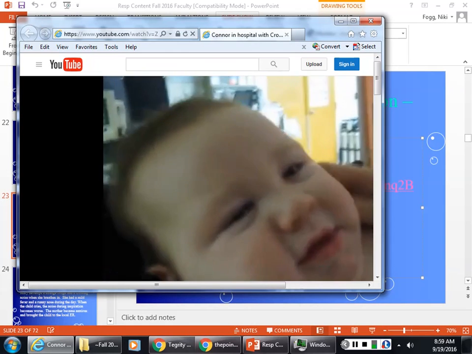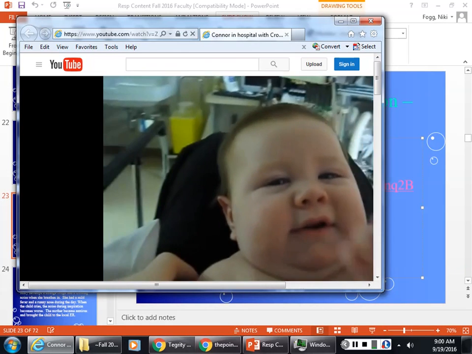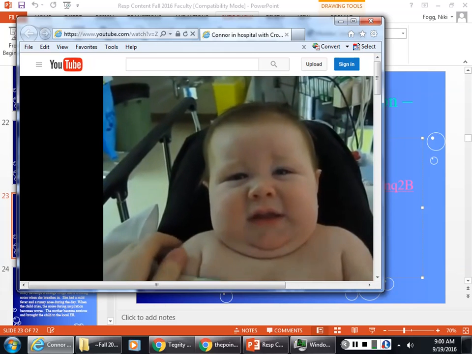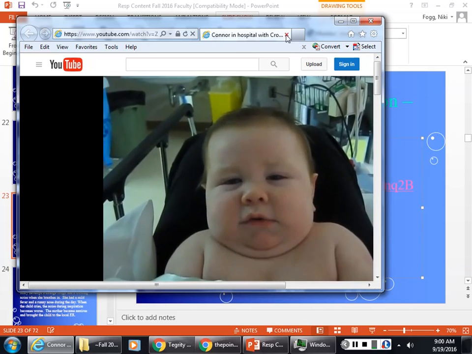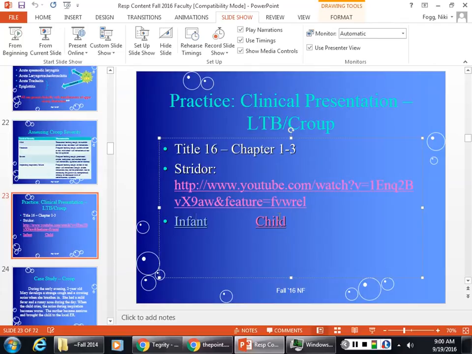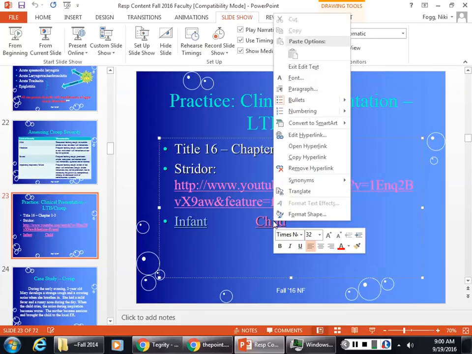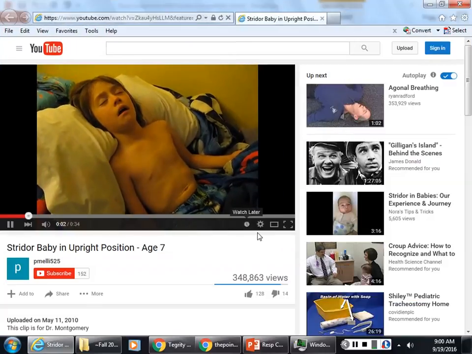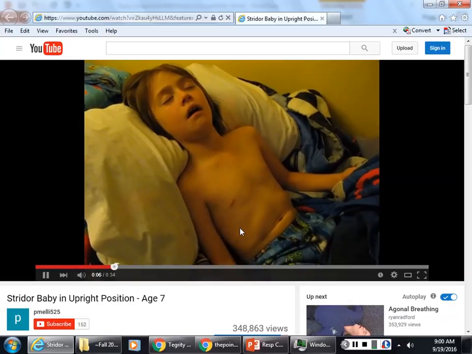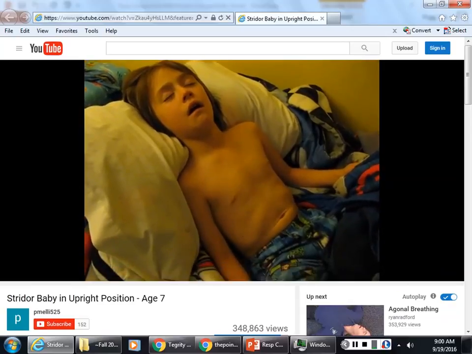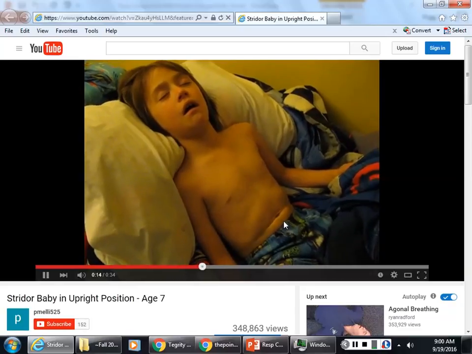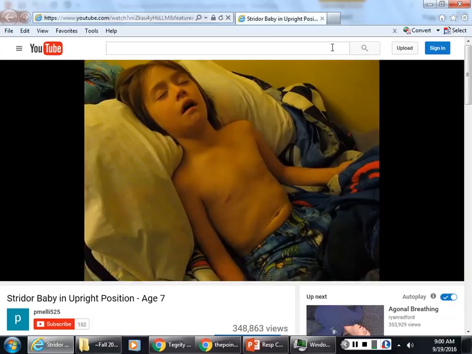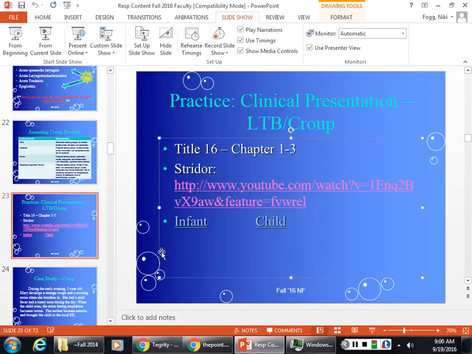Now he looks as happy as he can be. He doesn't look like he's having a problem. But he sounds horrible. Now, sometimes you'll hear inspiratory stridor at rest with kids with tracheomalacia and things like that, so some type of congenital malformation of their airway. So that's when you're going to look at, am I noticing other signs of distress? Do they have other history? So that's stridor as well.